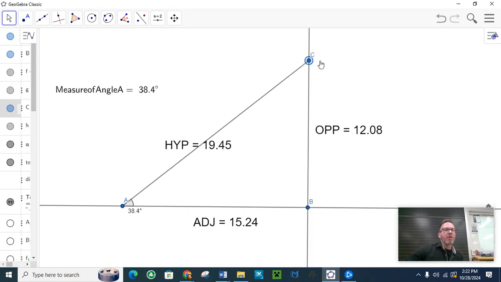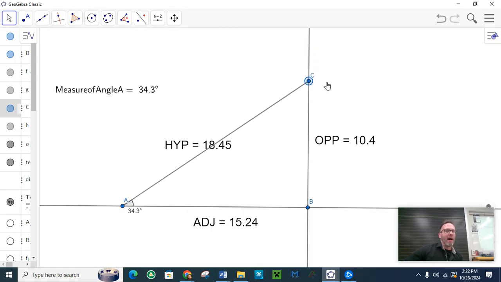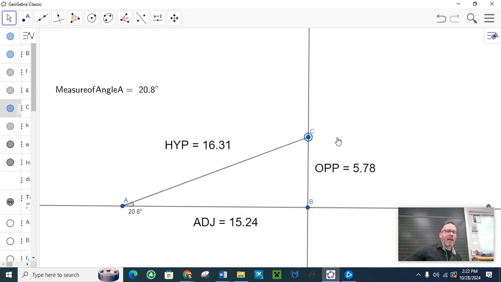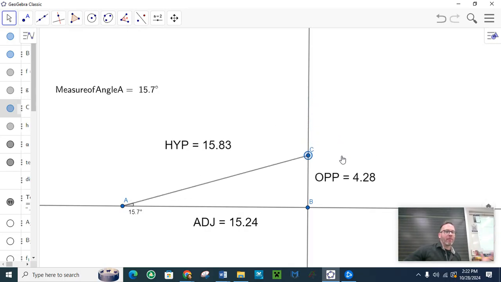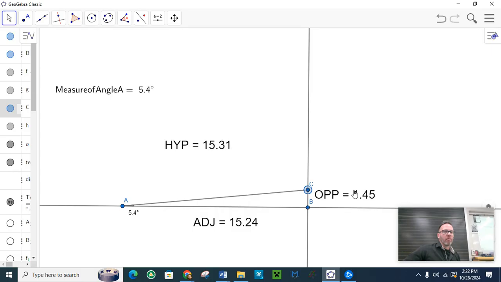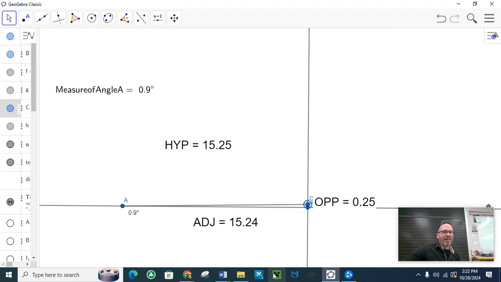Hopefully you can see as I drag this point down, the angle is getting smaller and smaller. Again, think about what happens to the opposite side as this angle gets smaller and smaller, and what happens to the adjacent and hypotenuse. So observe. This is pretty tiny. We're at 1.2 degrees, 0.9 degrees. I can't get much smaller. But have a look at the hypotenuse, the adjacent, and what happens to the opposite side.